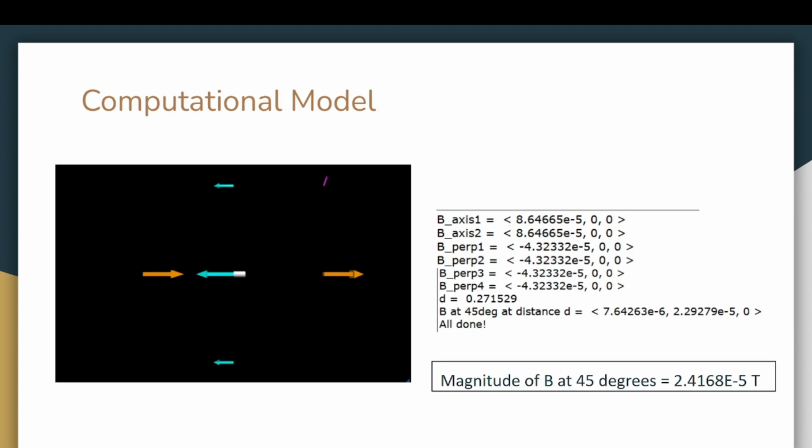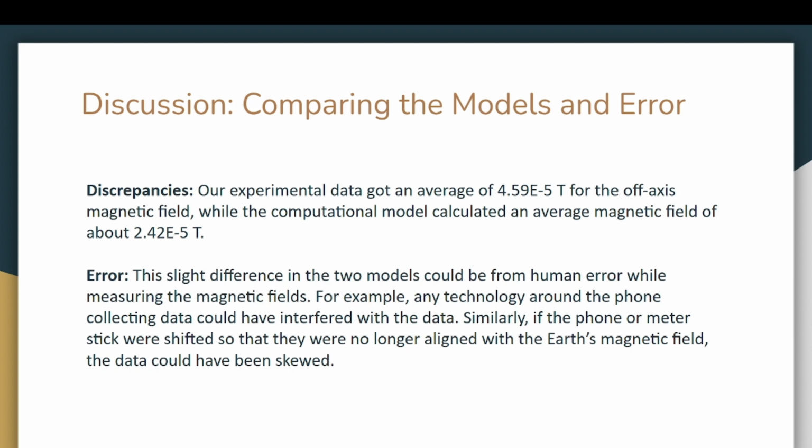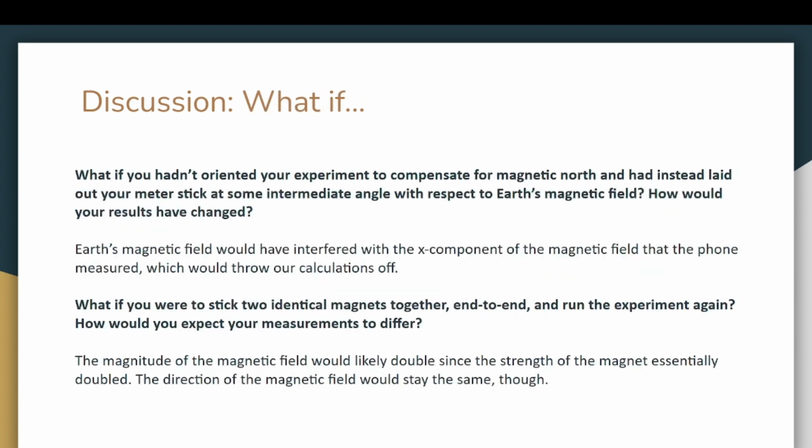The magnitude of the magnetic field at 45 degrees was about 2.42 times 10 to the negative 5th Teslas. Our experimental data was 4.59 times 10 to the negative 5th, so that's a little bit different. The difference could be from a few things, probably human error. The technology around the phone collecting the data could have interfered with the data, and if the phone or meter stick were shifted at all during the experiment, so that they no longer aligned with the Earth's magnetic field, the data could have been skewed.